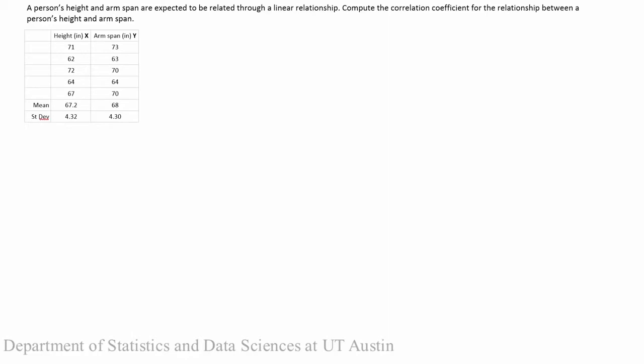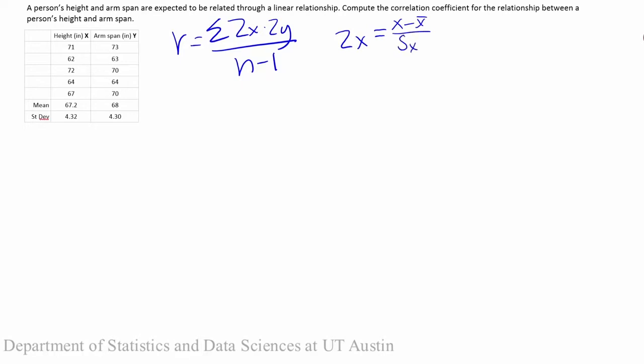The equation for a Pearson correlation is R, that's the correlation, equals the sum of Zx times Zy over n minus 1, where Zx is calculated by taking each value for x, subtracting the mean of x, and dividing by the standard deviation of x. Zy is calculated by taking each y value, subtracting the mean of y, and dividing by the standard deviation of y. So first, we will have to calculate the z-scores for each of our values.